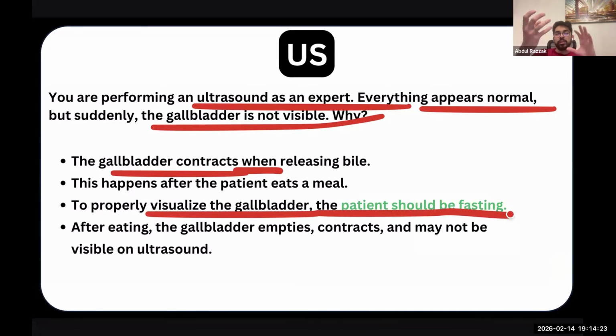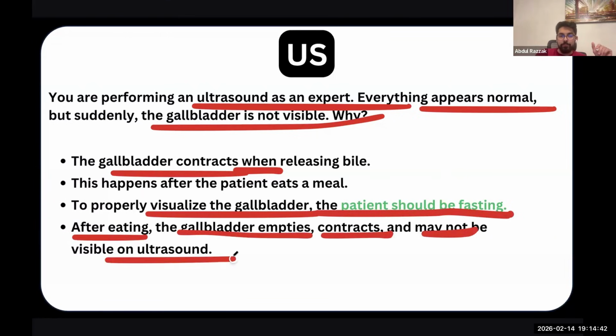You don't want the gallbladder to be contracting. If it's contracting, you won't be able to see it. You ask patients always to come on an empty stomach before going for an ultrasound of the gallbladder, except if it's an emergency, that's something else, okay? Because after eating, the gallbladder empties, contracts, and may not be visible on ultrasound, okay?